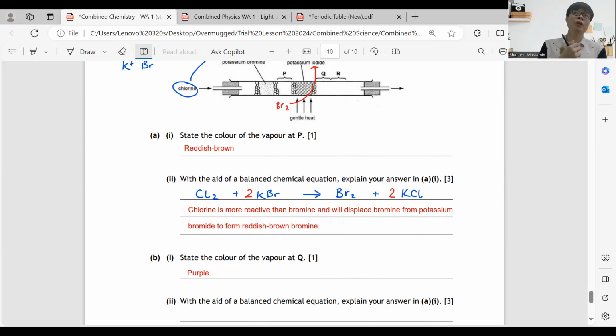So do take note, your iodine is a purplish black solid, but when it's a gas, it's purple. When it dissolves in water, it is brown. So there are three colors, so just take note.